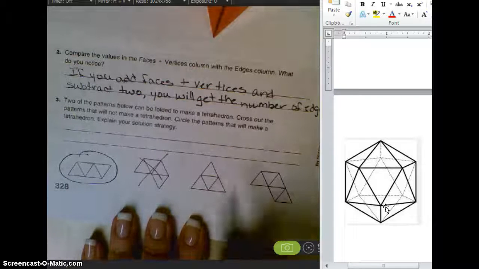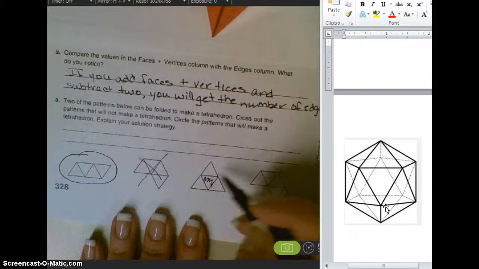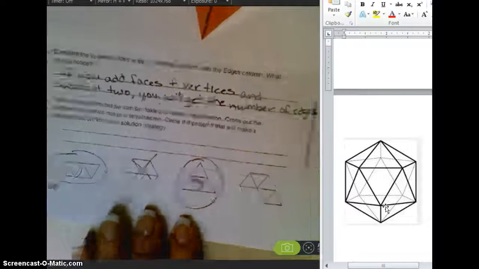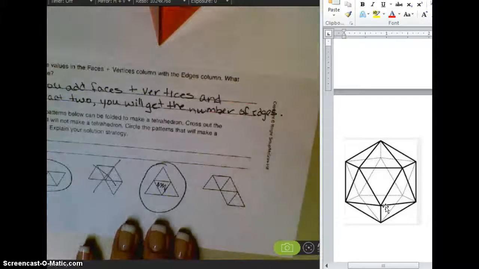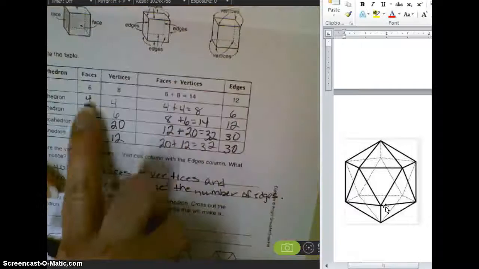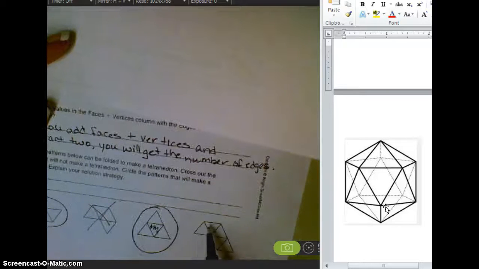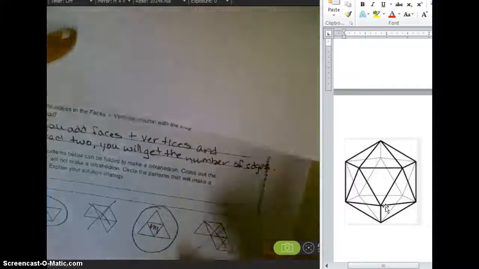This one I think I could. If I could make this one right here the base, then I could fold these up. I could make that into a tetrahedron. This one right here, I think I just might have too many faces altogether. If you recall, a tetrahedron was supposed to have 4 faces. And when I look at this, I've got 1, 2, 3, 4, 5. I've got 5 faces, so that one's not going to work.